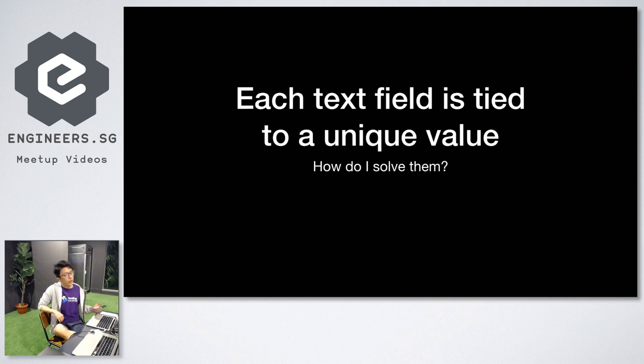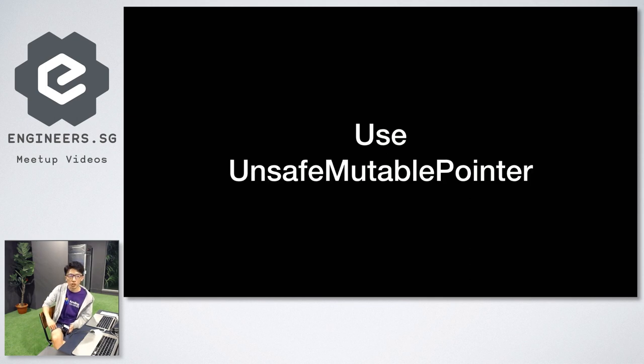One way I was thinking about is that we can use dictionary and we just pass in the key. But we have moved on from SwiftyJSON to Codable. So we use unsafe mutable pointer. Let me show you the demo.